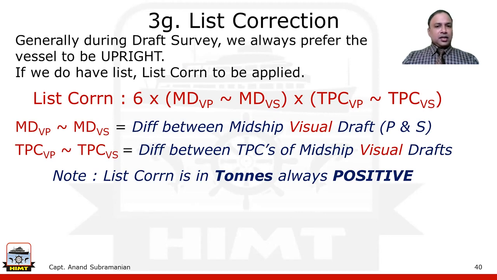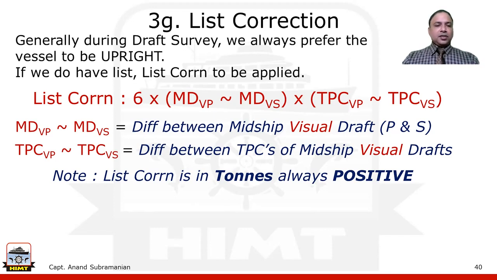Please remember, list correction is one exception where we again use the midship draft, and that too the visual draft. All the corrections we applied earlier were for drafts at the perpendiculars, whereas here for the list correction we have to use the visual drafts at midships. So again, this is MDVP minus MDVS. The result is always positive, so always subtract the smaller value from the larger value. Here also, the TPC difference is the smaller value subtracted from the larger value. The net result is an absolute answer, which is always positive.